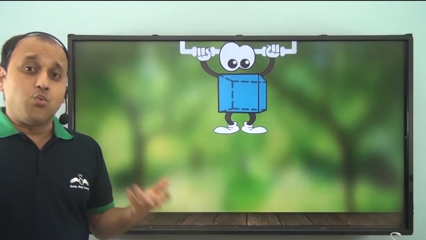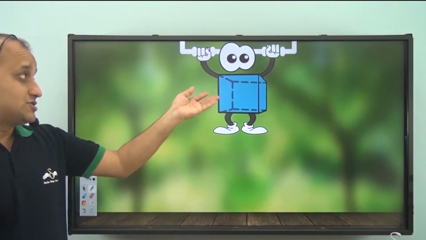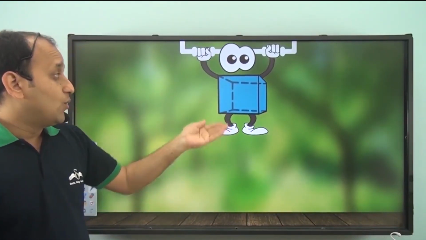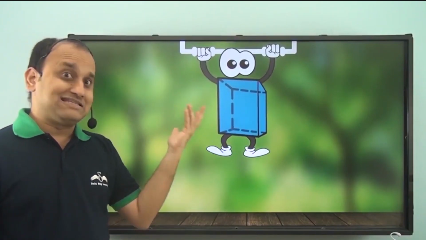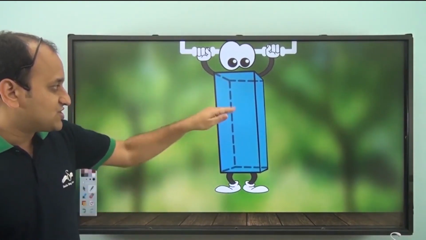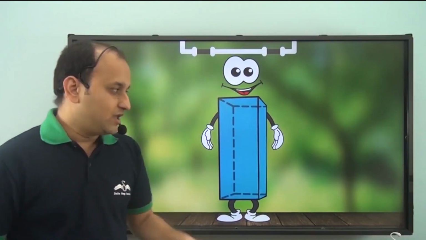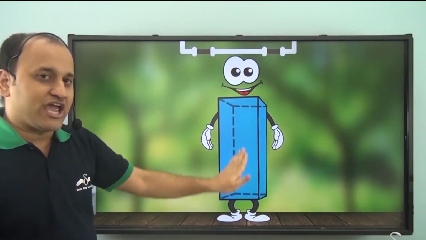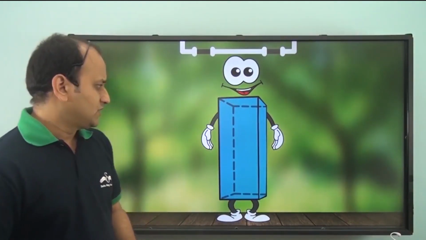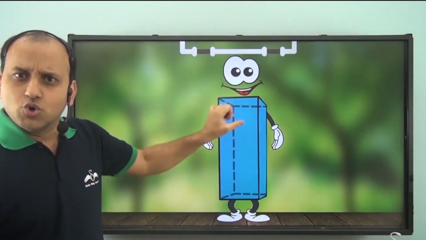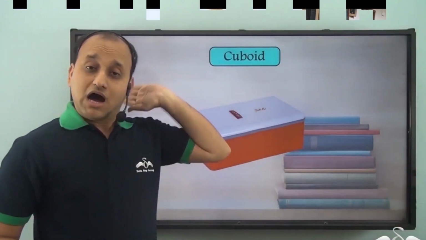But our cube now is not happy. He wants to become longer. You know what he is going to do? Let's see. Cube wanted to become taller. So it started doing pull-ups. And once it started doing pull-ups, its shape started changing and it became taller. So cube converted into this shape. Now what exactly is this shape? It looks like a stretched out cube, isn't it? We call this shape a cuboid.